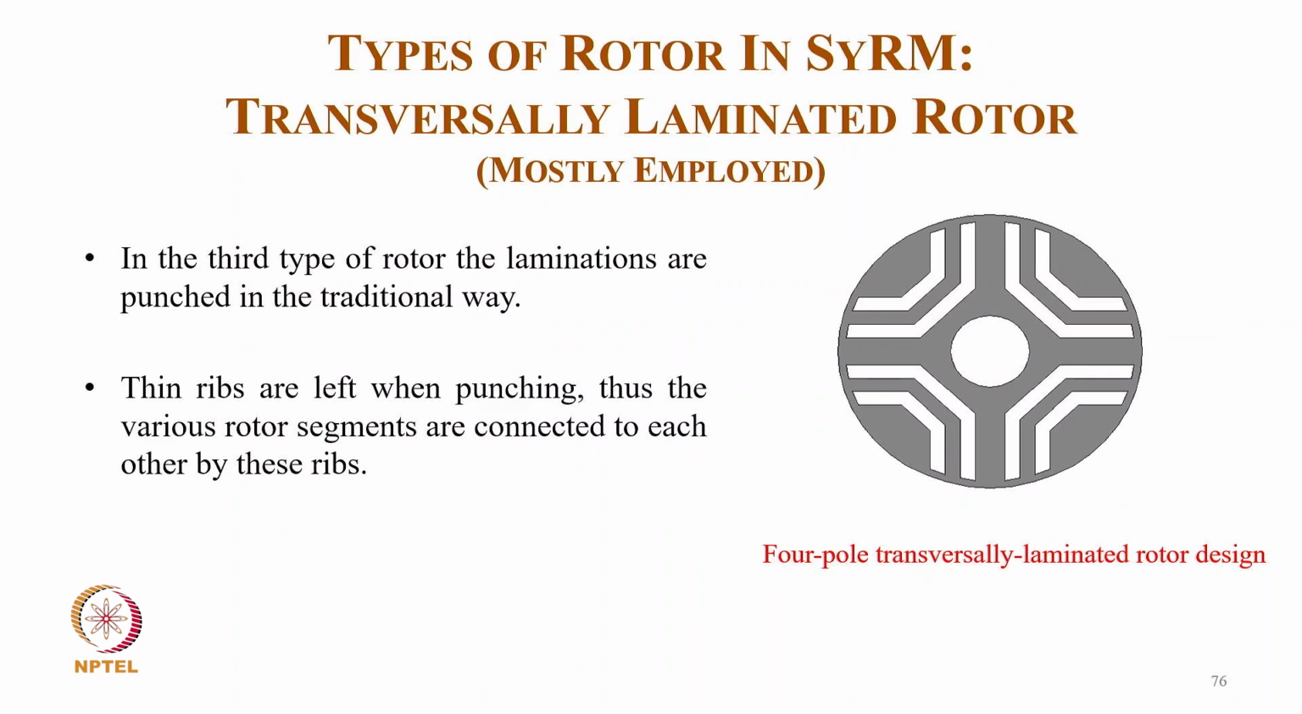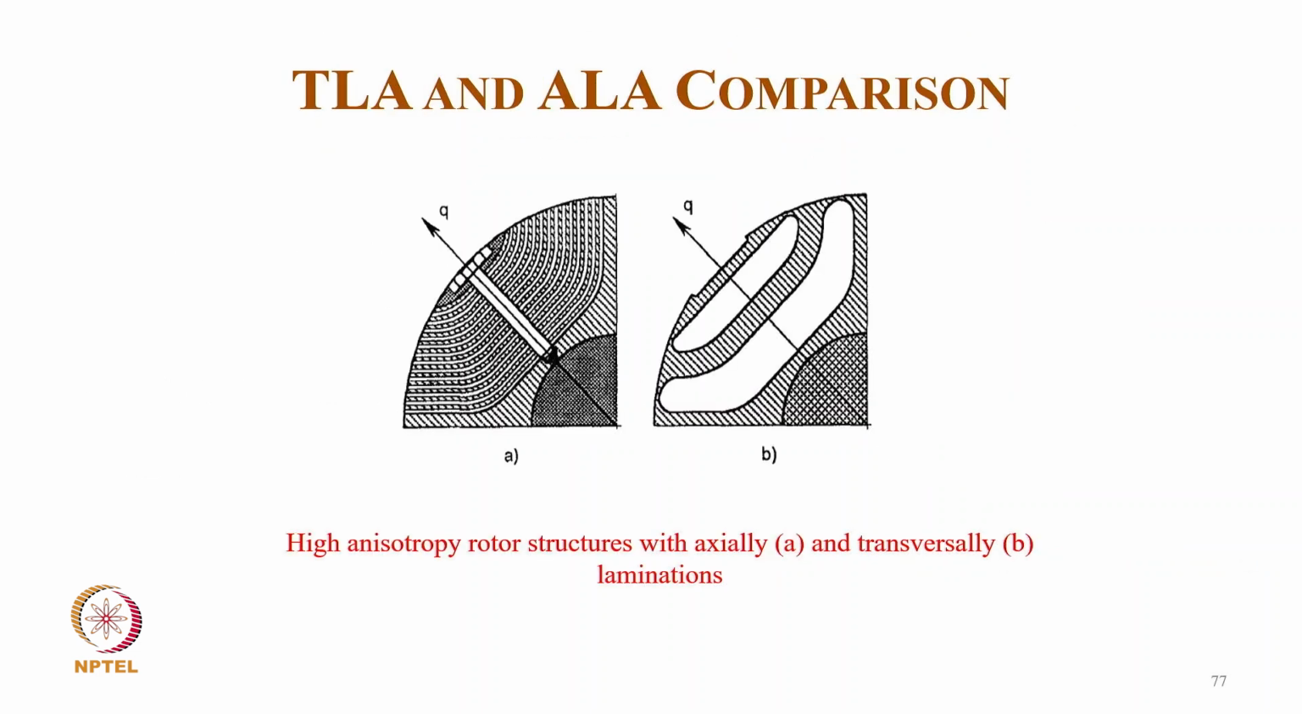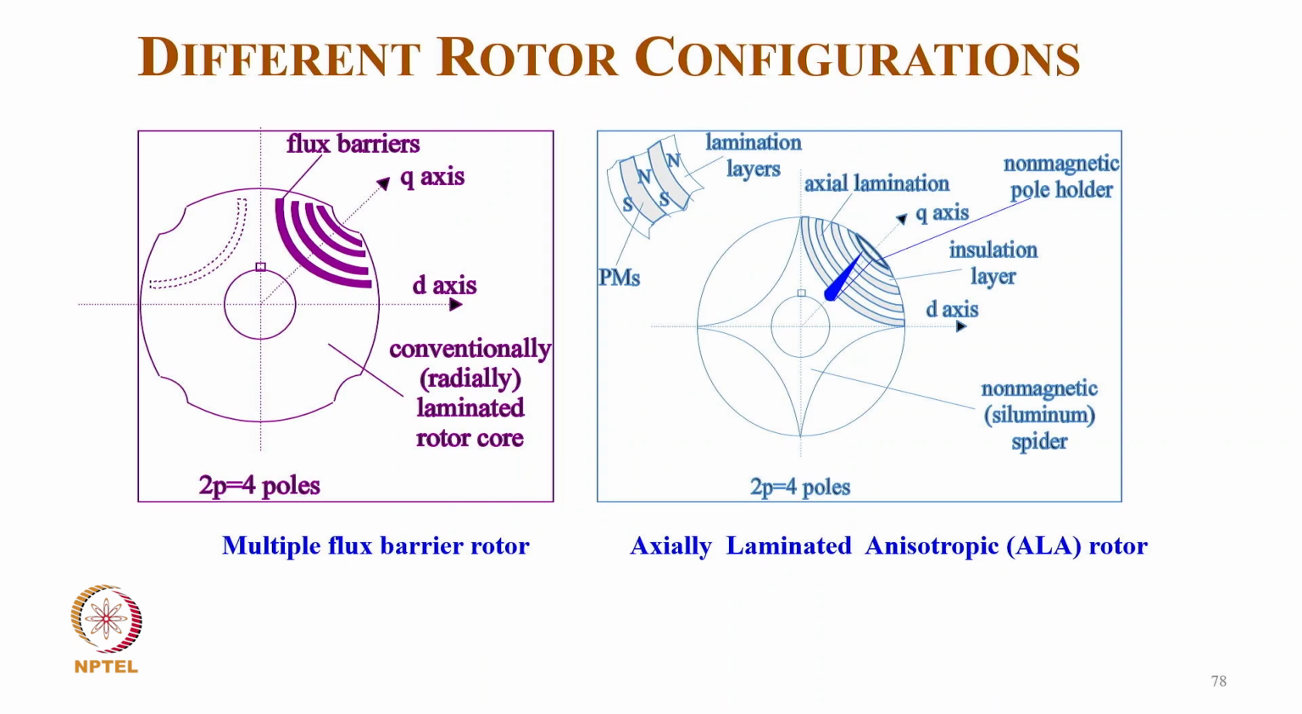And the one mostly employed today is the transversely laminated rotor. In the third type of rotor, the laminations are punched in a traditional way, and thin ribs are left while punching. The various rotor segments are connected to each other by these ribs, and the rotor is quite smooth on the air gap side. You can run it at very high speed also. You can see here the highly anisotropic rotor structure with axial and transverse lamination, and how the multiple flux barriers appear in a 4-pole motor, conventional, and how the axially laminated anisotropic rotor looks.